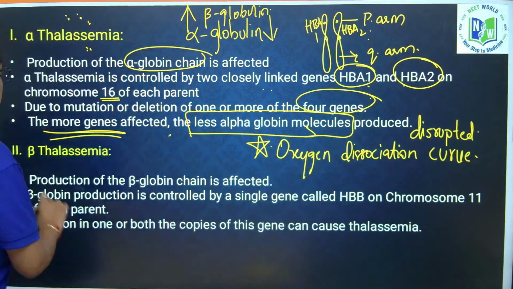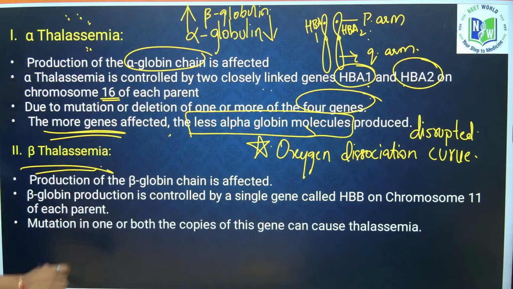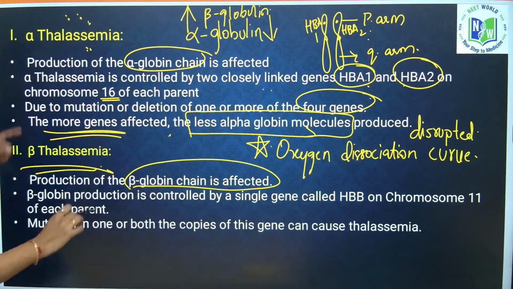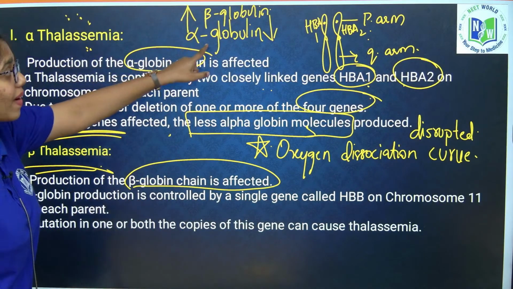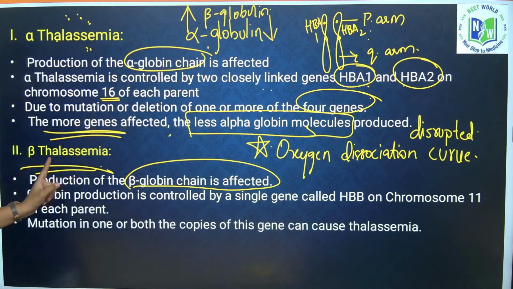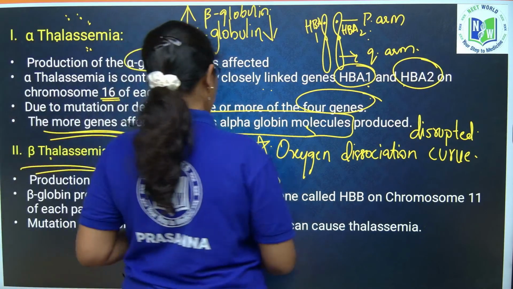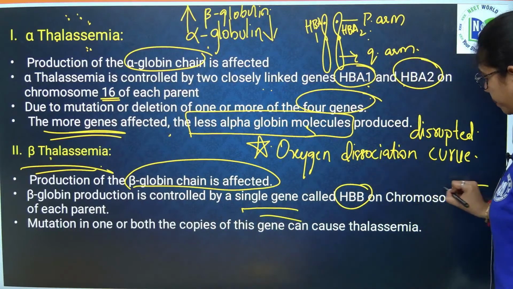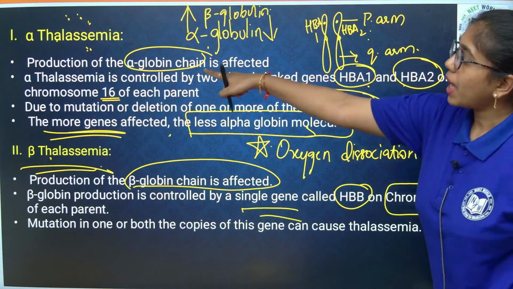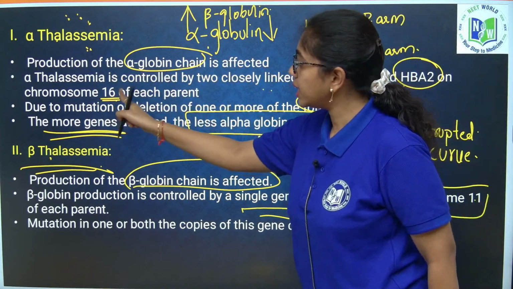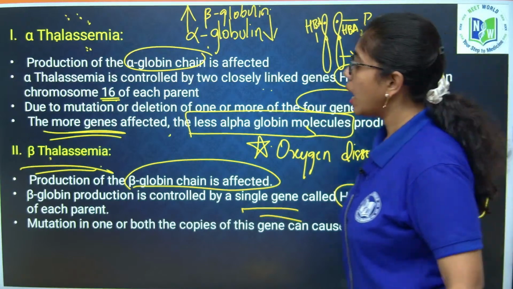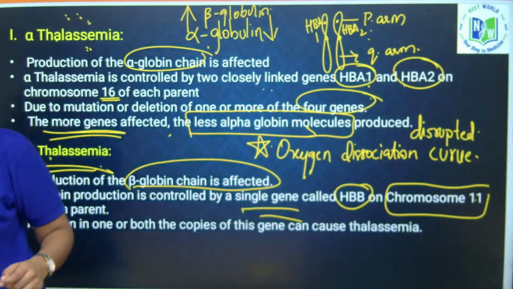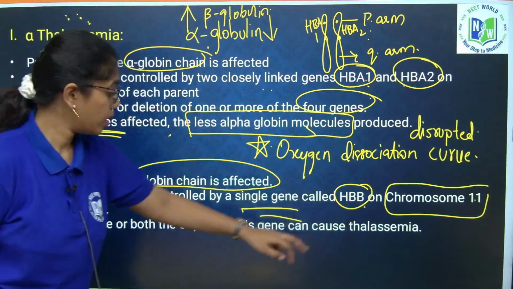Next, beta thalassemia, production of beta globulin will be affected. If it is alpha thalassemia, production of alpha globulin will be affected. If it is beta thalassemia, production of beta globulin chain will be affected. Beta globulin production is controlled by a single gene called HBB on chromosome 11. Alpha thalassemia is on chromosome 16, that is in the short arm, P arm, and beta thalassemia is on chromosome 11.